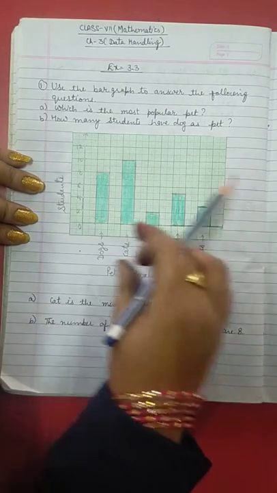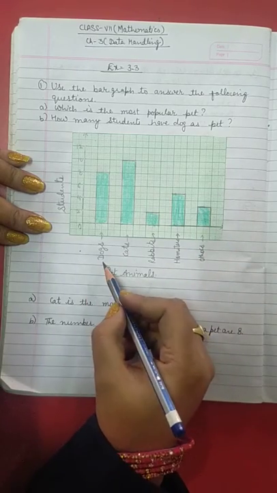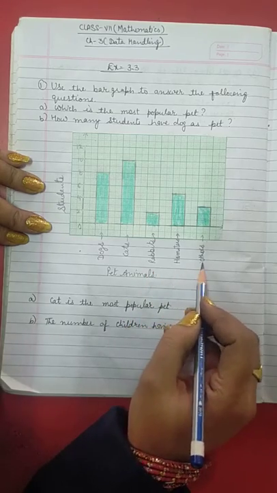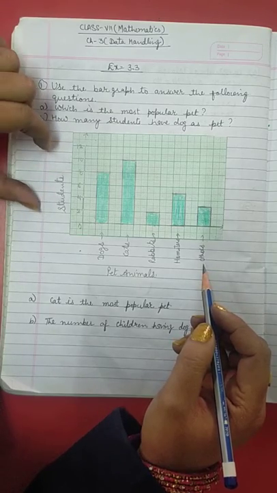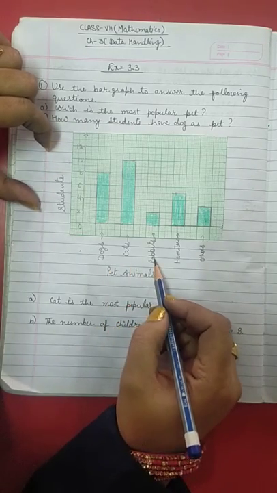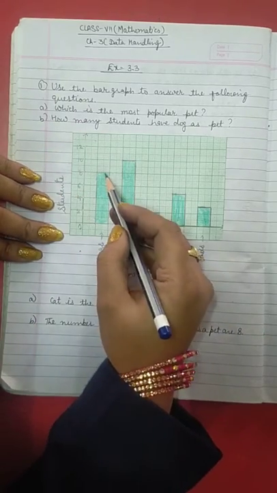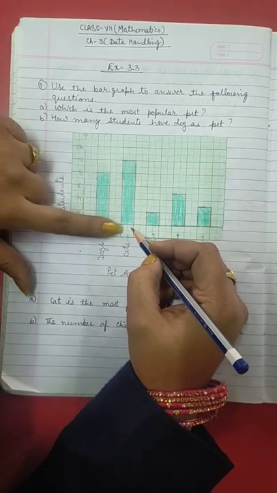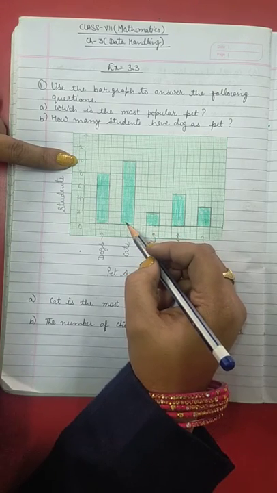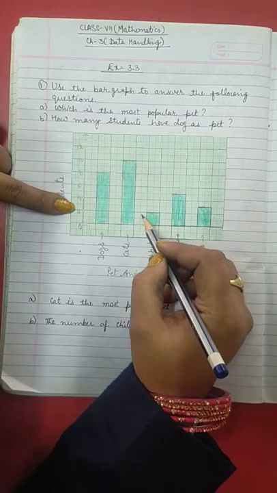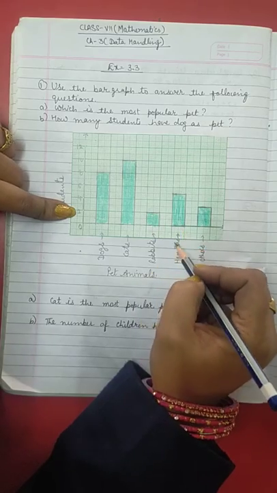So see here, on this horizontal line we are describing the pets as animals. This is a dog, this is a cat, and rabbits and hamsters and others. And this vertical line represents the number of students who like dogs or cats or rabbits and hamsters. This graph shows that the dog is liked by 8 students. And here the cat, you can see where the bar reaches the vertical line, 10, so 10 students like cats. Then rabbit goes up to 2, so rabbit is liked by 2 students.